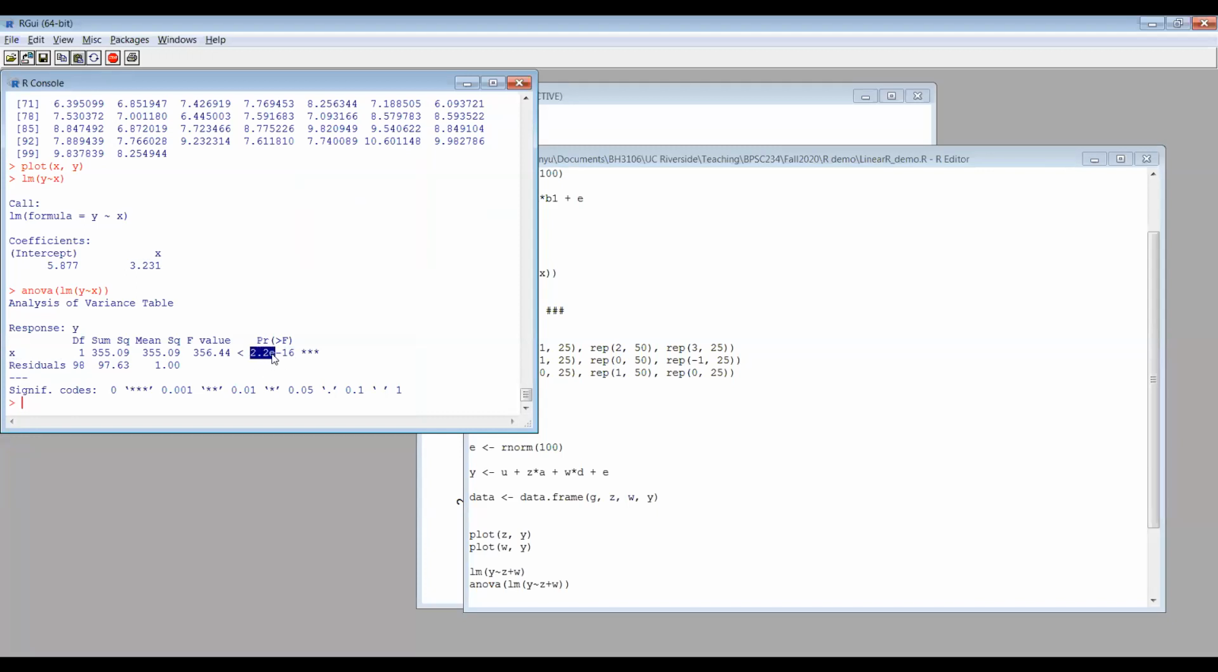So here, this is the F value. We're going to talk about this because when we want to test the B1, which is the slope for this linear regression, we want to construct an F statistic. This is the value for the F statistic in this specific case, and this is the p-value associated with this F test.